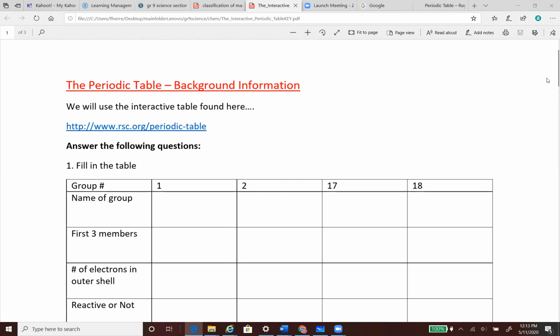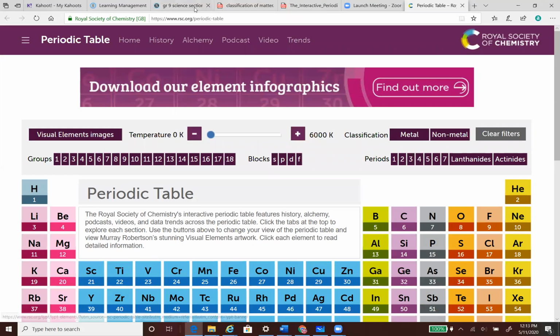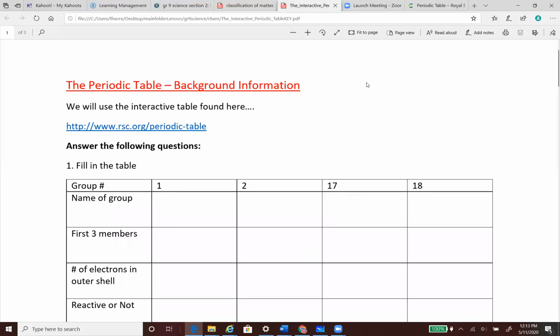So hopefully you remember some of this stuff. Some of this stuff is new. A lot of it is actually just a review. So here's an interactive periodic table that I showed you last time. Okay, so we're going to use that to answer some of these questions. But some of them you might not even need a table. So let's just go through this, okay? So the first one is just looking at 4 groups. So group 1, group 2, 17, and 18.